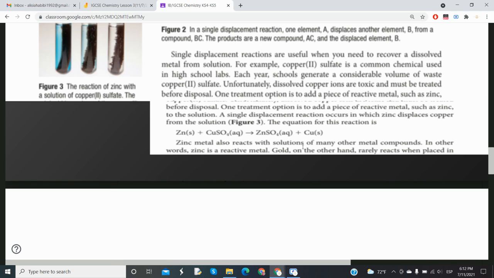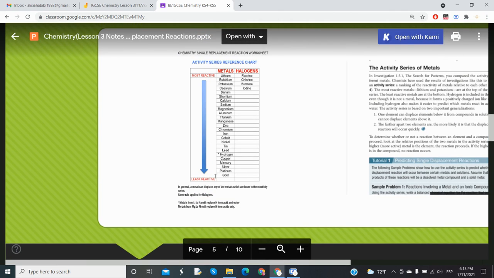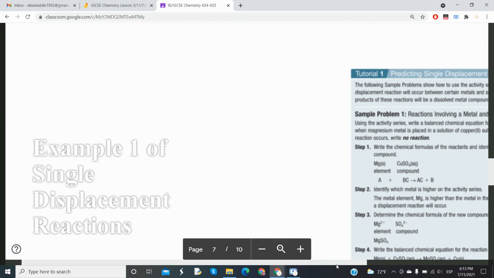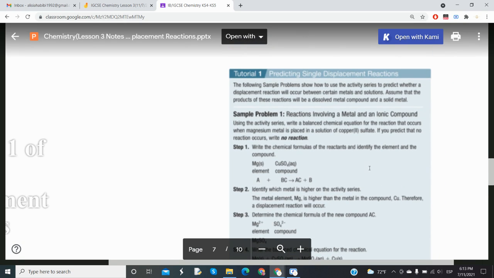Zinc can also react with solutions of many other metal compounds, and so in other words, we could say zinc is a reactive metal. Gold, on the other hand, if you look at the reactivity series, you can see that gold is on the least reactive end. Now we're going to look at some examples of how single displacement reactions are predicted.